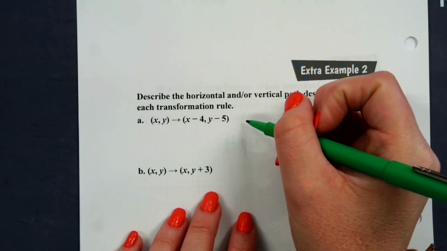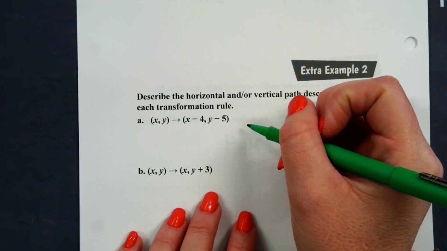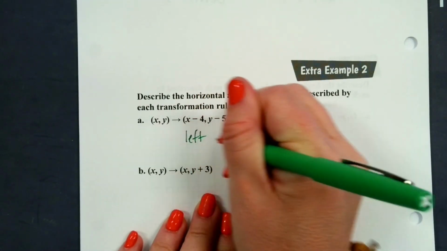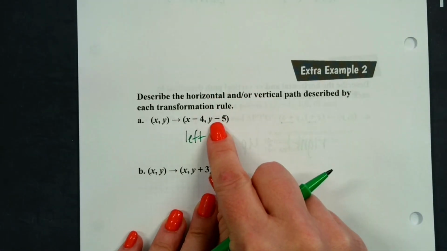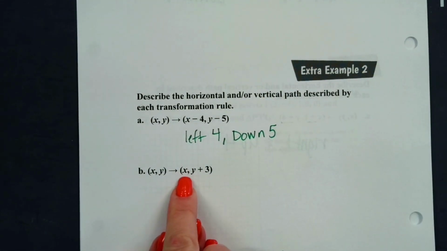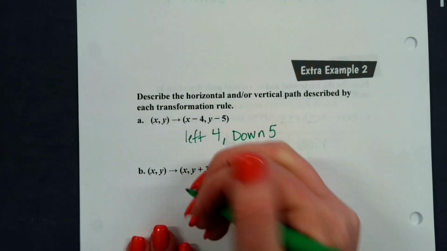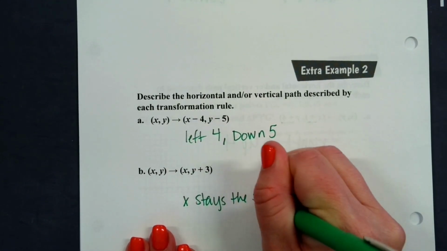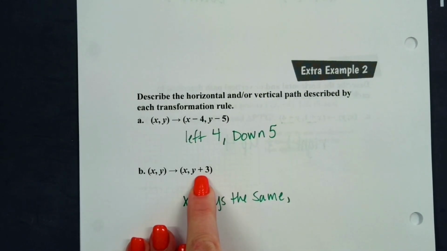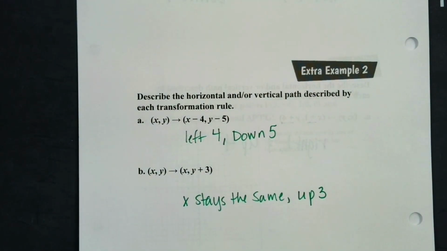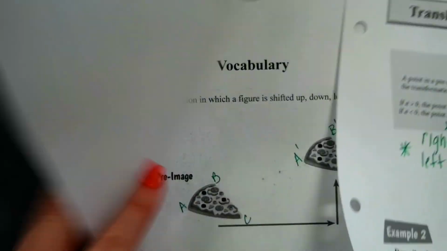Okay, who can describe to me what's happening in A? Am I going right or left? Left. How many? 4. And am I going up or down? Down. 5. Anything happening to X here? So can I just say X stays the same? What's happening to Y? Up 3. Do we understand how to read the rules? Does that make sense? Okay, we're almost done, guys.